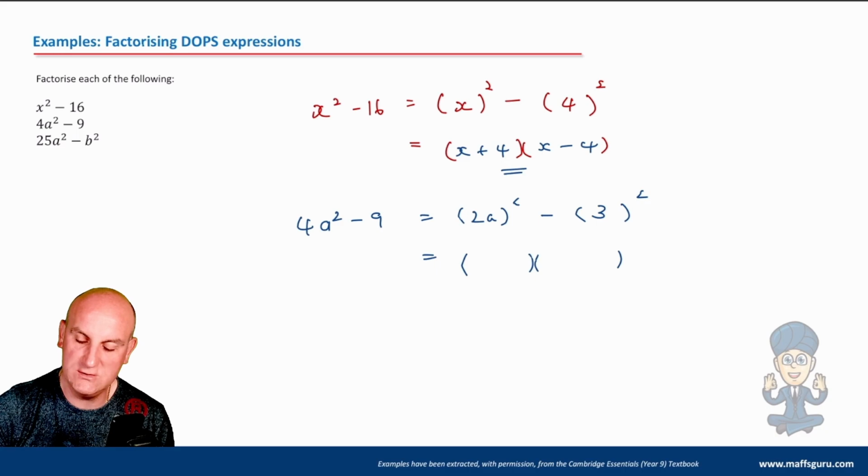Write 2 sets of brackets. 2 a's at the front. So we write 2a at the front. 3's at the back. One has to be a plus, and one has to be a minus.